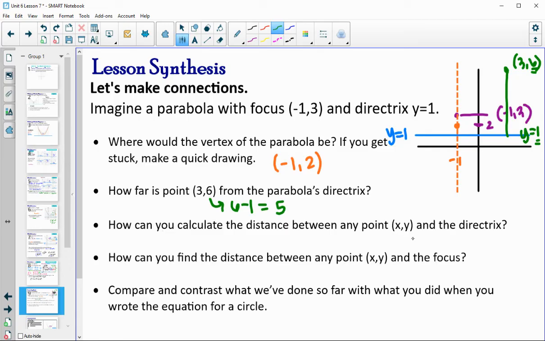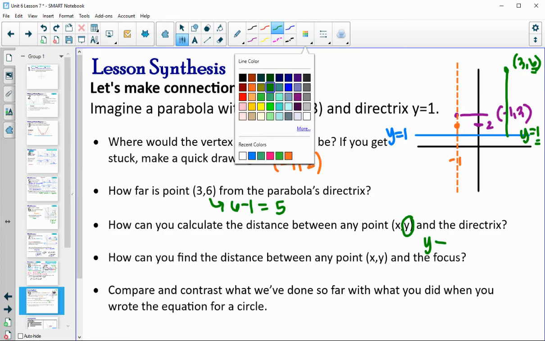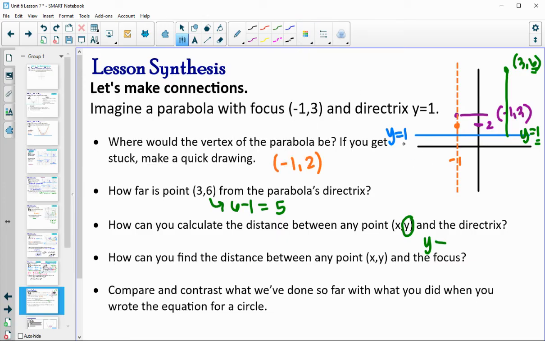And then how can you calculate the distance between any point and the directrix? Take the y value and subtract the directrix, okay, which in this case is 1. So this would get you any distance. And any distance between the focus, so x, y and the focus.